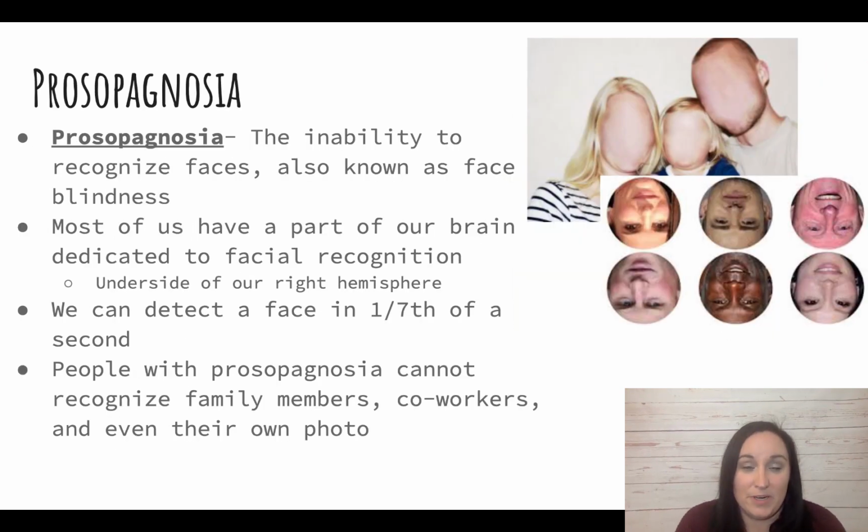So some people have what is called prosopagnosia, and this is also known as face blindness. There is a particular part of our brain in the right hemisphere that is for identifying and recognizing faces. So people with face blindness, that part of their brain does not work the same as the rest of us. So they cannot accurately identify a family member, their child, a coworker.